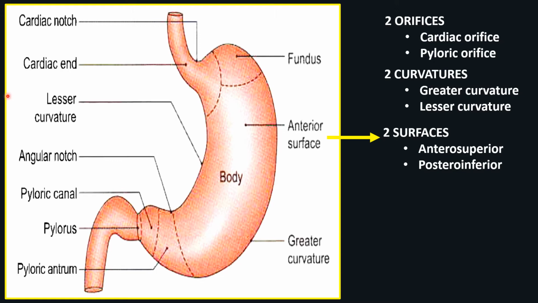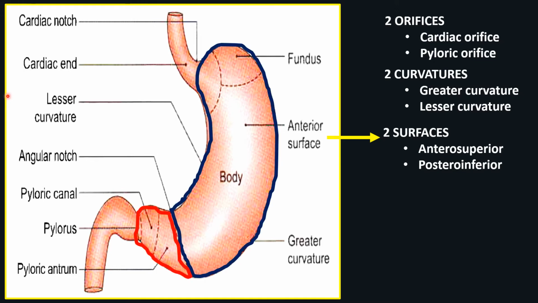Next are the two surfaces of stomach: anterior superior surface and posterior inferior surface. As the name says, anterior superior surface faces forward. Anterior means forward and superior means upward. So it faces forward and upward, and the other one is posterior inferior. Posterior means backward and inferior means downward. So it faces backward and downward.